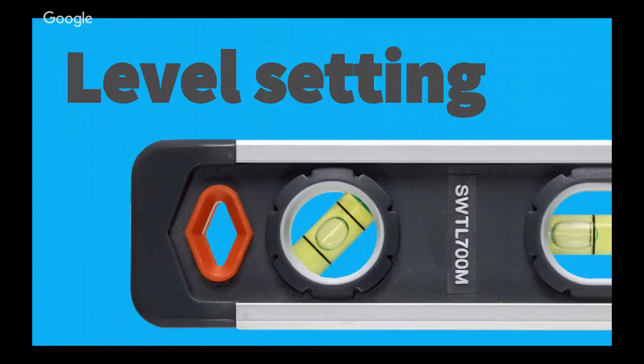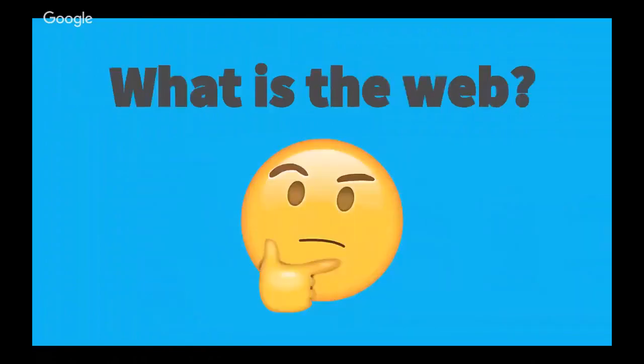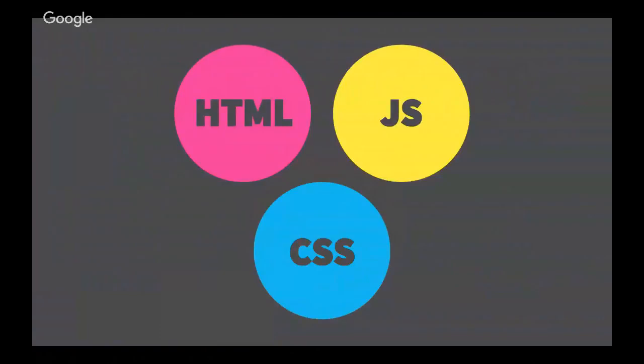Assumptions are the antithesis of inclusive design, so let's begin with some level setting. So what is the web? Well, it's many things to many people, but at its core, it's about content. And that might sound kind of glib, so to put it another way, it's about communicating and acting on information. Structurally, this is the ideal: HTML, JavaScript, and CSS, a nice and tidy separation of concerns.